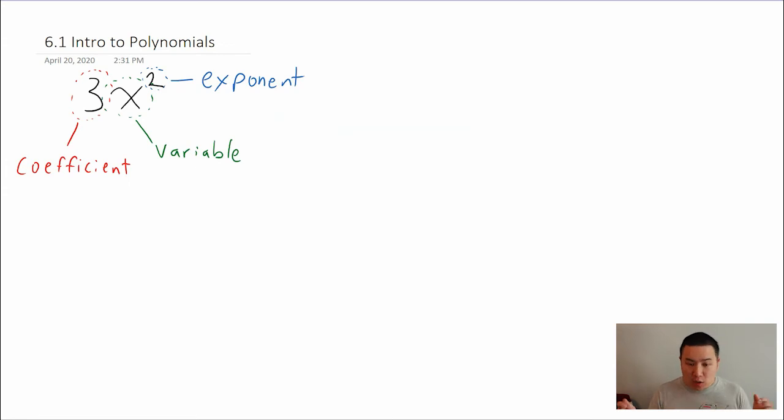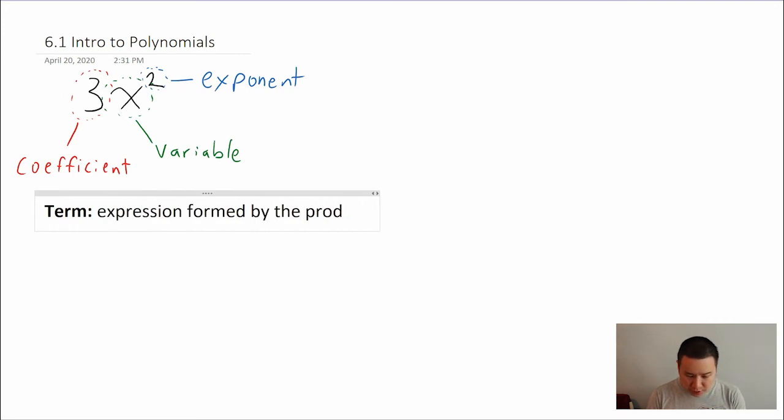We have a product of all these pieces, and together they form what is called a term. So a term is defined as an expression formed by the product of numbers and/or variables.